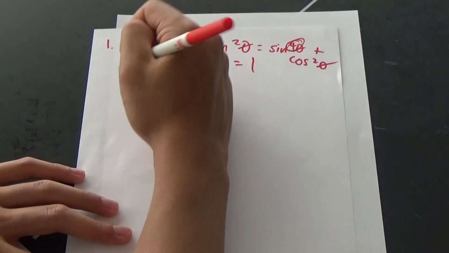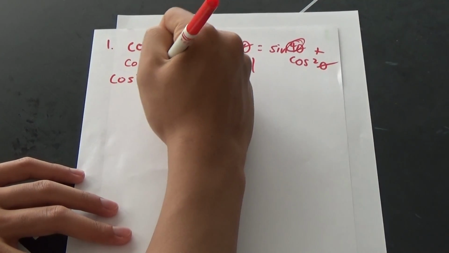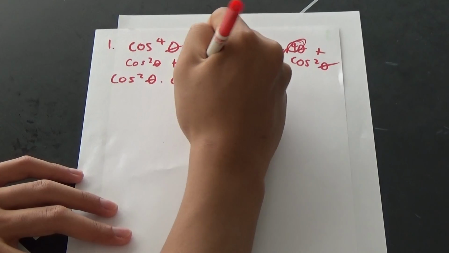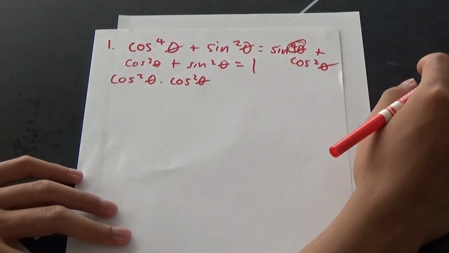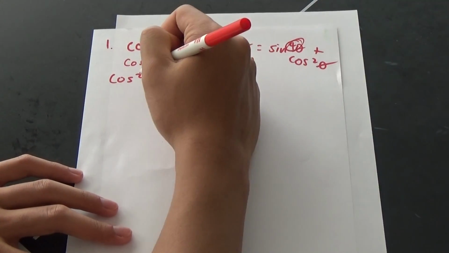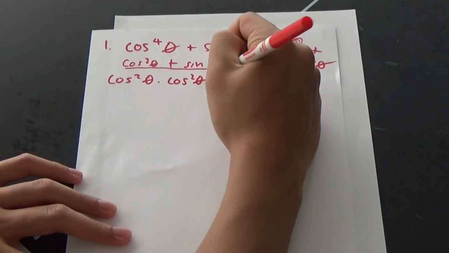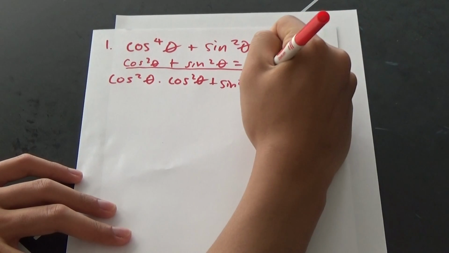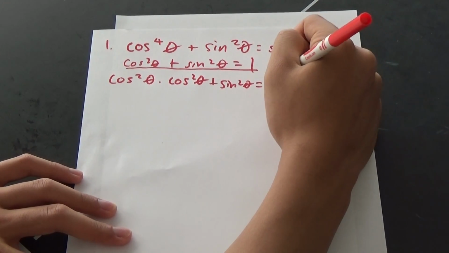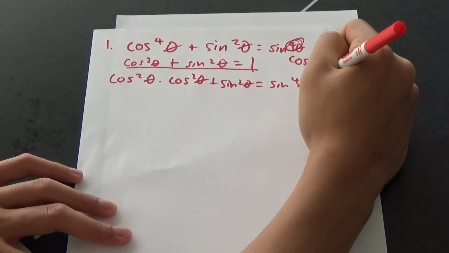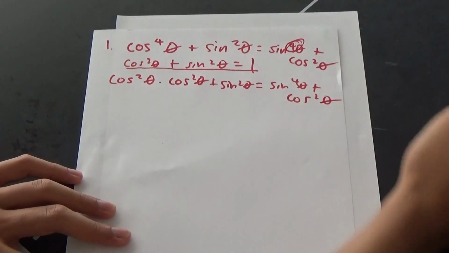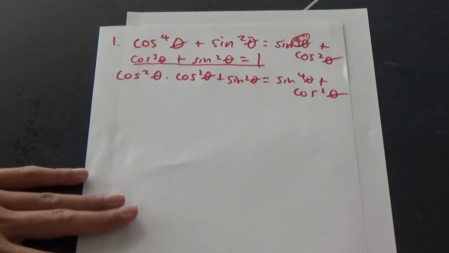So cosine to the 4th, that's also the same as cosine squared times cosine squared, right? And I change it to the squared because you probably want to use this identity somewhere in there. Plus sine squared theta again equals sine 4th plus cosine squared theta. Oh, dang it. I must keep on running out of room. Anyway.